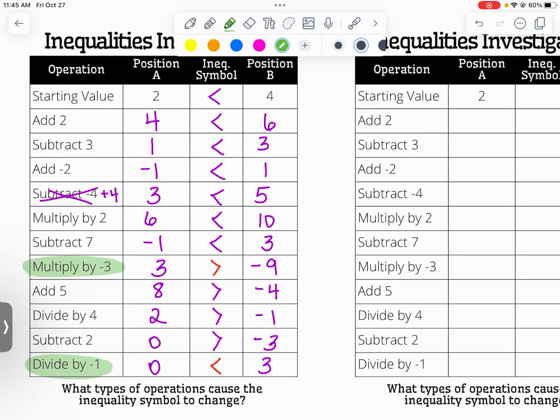Do you agree with his assessment here? What if we multiply or divide by a positive? Did it change? No, here we multiplied by 2, it stayed the same. Here we divided by 4, it stayed the same. But if we multiplied or divided by a negative, then our inequality sign flipped. It changes the inequality.